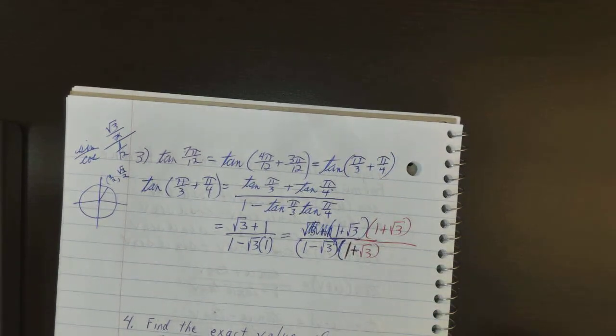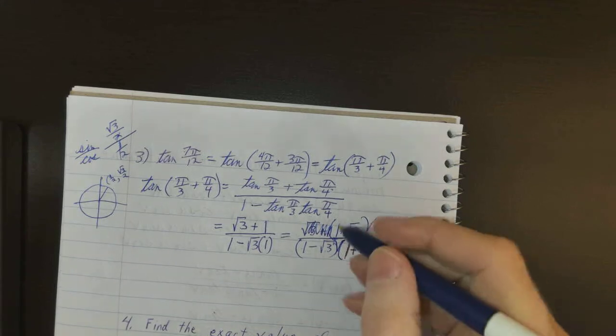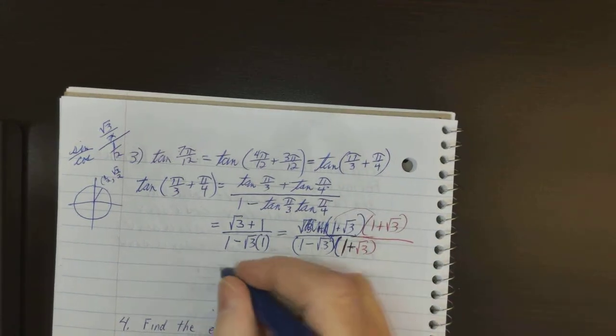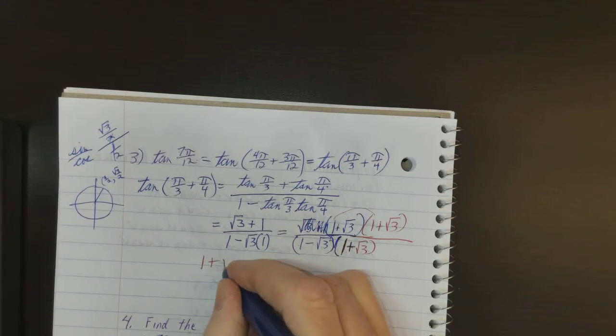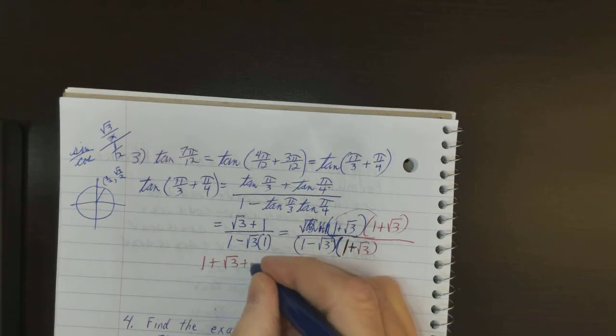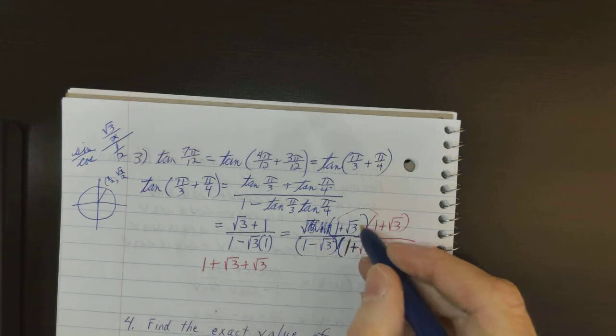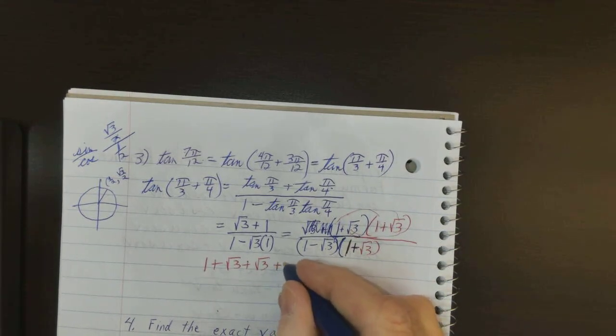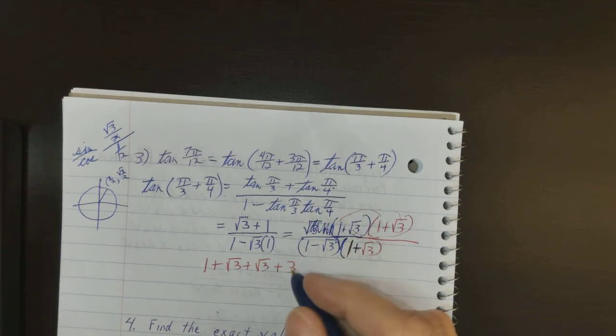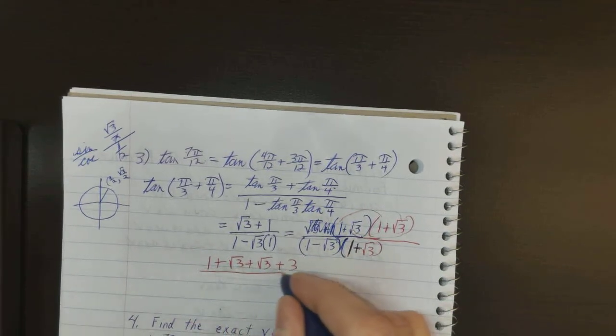And, okay, I'm going to FOIL here. 1 times 1 is 1. Plus 1 times radical 3 plus 1 times radical 3. I'm doing the outside, the inside, and then the last. Square root of 3 times square root of 3 is 3. All right, I'll simplify that here in a second.